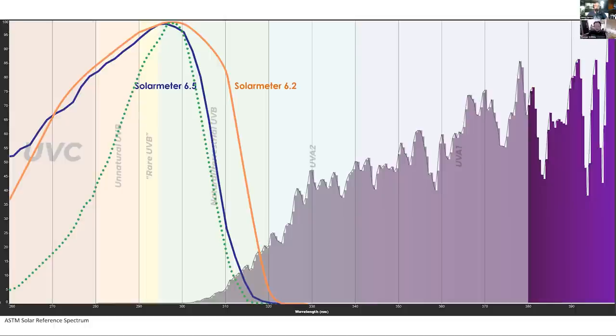Now, it's essentially a coincidence that it reads UVI. It could have turned out that Steve Mackin designed it the other way around, so that the 6.2 reads UVI and this one reads microwatts per centimeter squared. Okay, and that's what I was going to ask, because this 6.2 does give you a different unit, yeah.